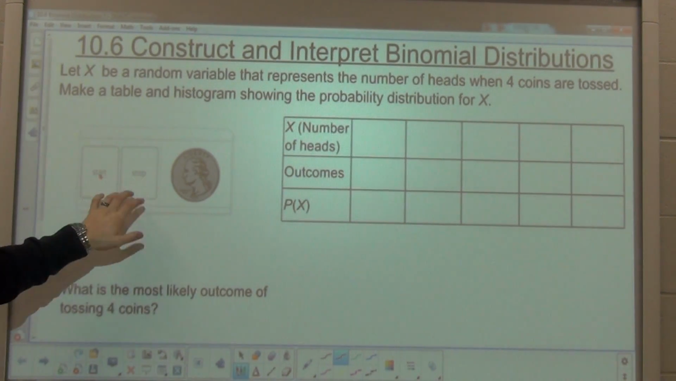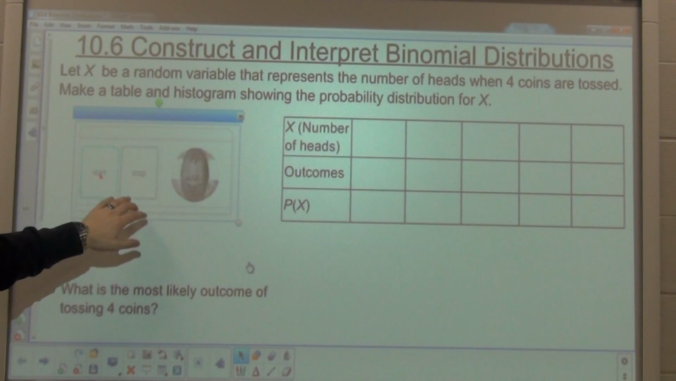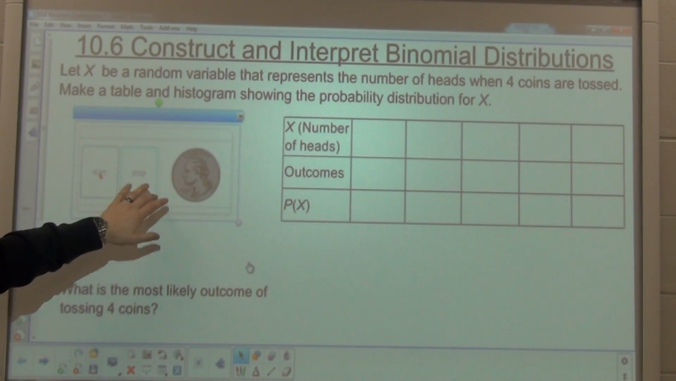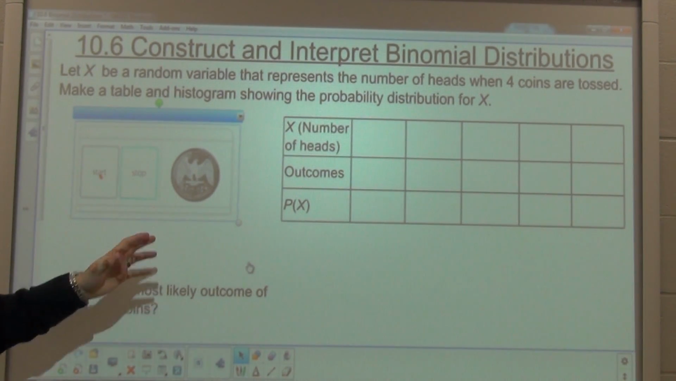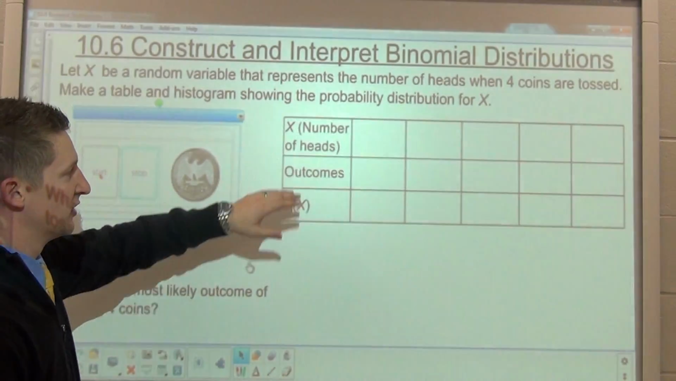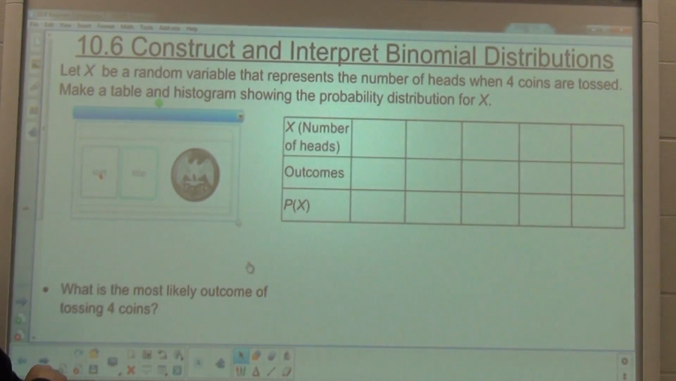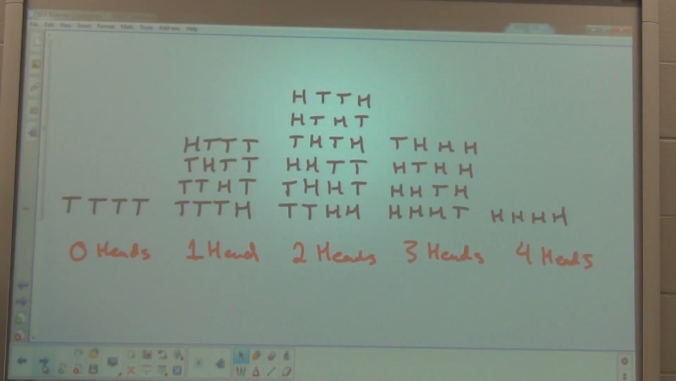Now, think about this. I flip my coin and I get tails. I flip it and I get heads. I flip it, now I get heads. I flip it, now I get tails. Whatever it might be, there are different ways that 4 coins could land. Now, before we fill in this table, I want you to look at some options. So I've written out all the different possibilities that could occur if I flip 4 coins.